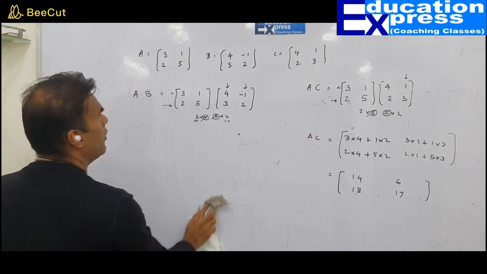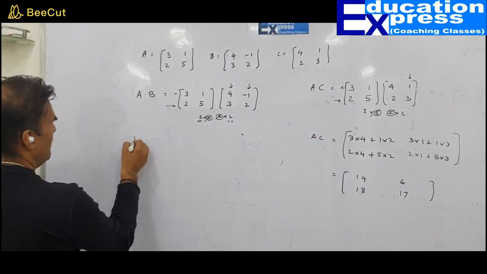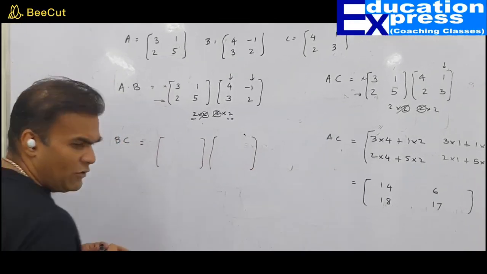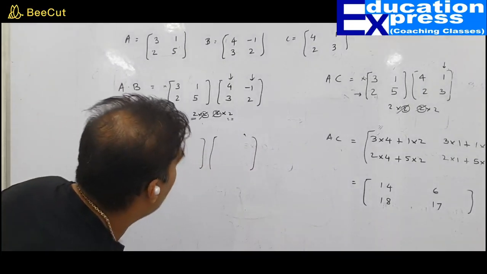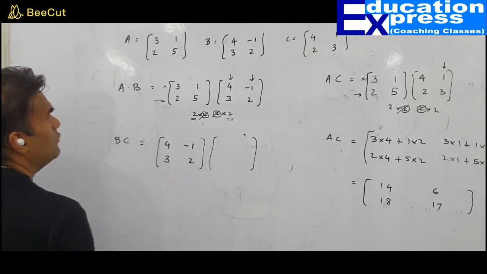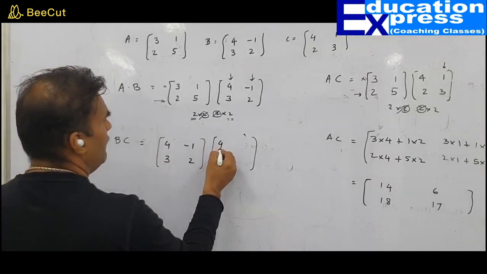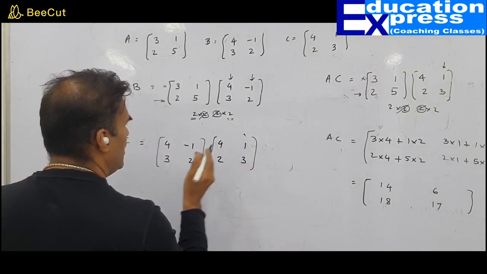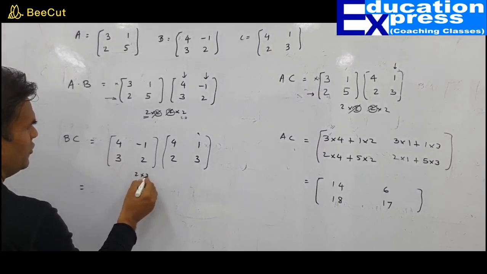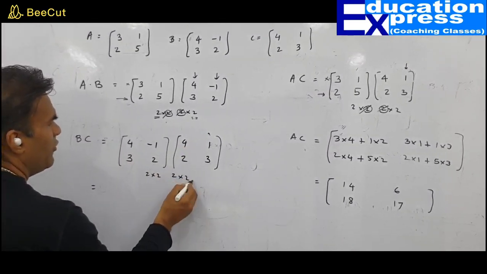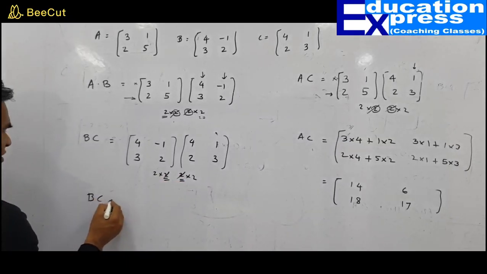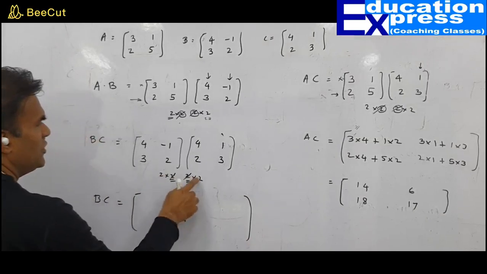Okay, no problem. Let us find out BC, whether BC exists or not. So you need to note down B, and you need to note down C. What is the value of B? 4, minus 1, 3 and 2. C will be 4, 1, 2, 3. Let us start. What is the order? 2 into 2. What is the order? 2 into 2. Are they the same? Yes, sir. So it will exist and the resulting matrix would be 2 into 2.